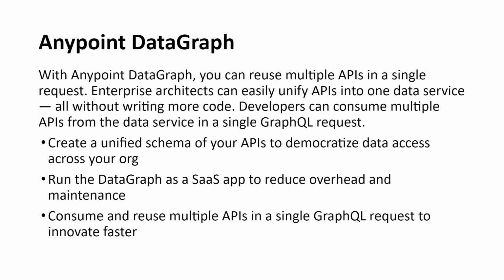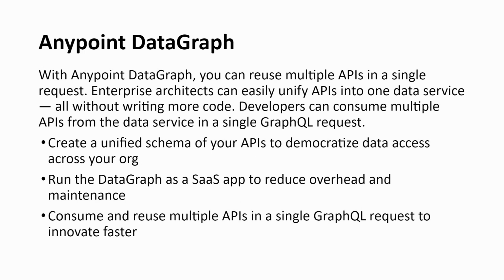Basically, you can call multiple APIs within a single request, aggregate the data and send it back to the client. One of the best things about Anypoint Data Graph is that you don't have to write a single line of code. You do configuration, call the multiple underlying APIs, aggregate the data and return it to the client. The enterprise architect can easily unify APIs into one data service, all without writing more code. A developer can consume multiple APIs from the data service in a single GraphQL request. We will see what this means in an upcoming slide.